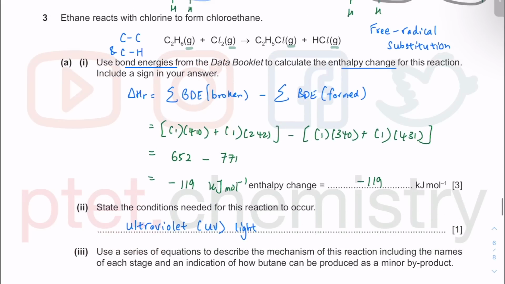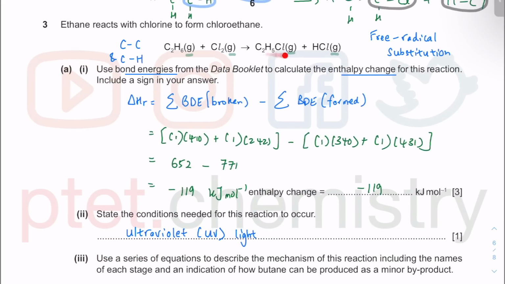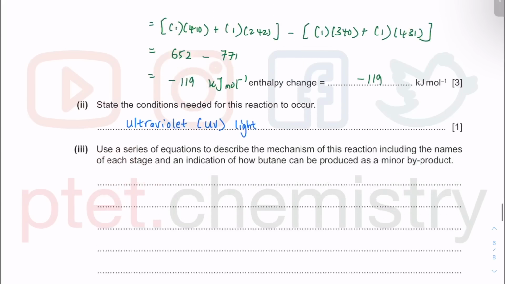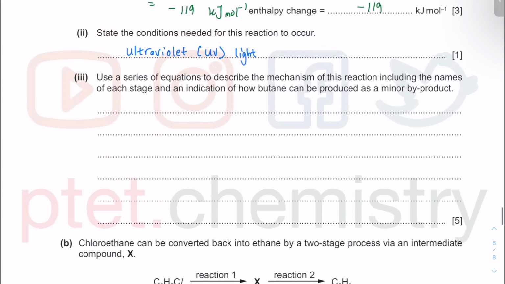What we have is chloroethane, a 2-carbon alkane derivative, being formed from an ethane molecule. And we're going to use a series of equations. This is a 5-mark mechanism. Now you're going to have an indication of how butane can be produced as a minor byproduct. This will be in your termination steps.